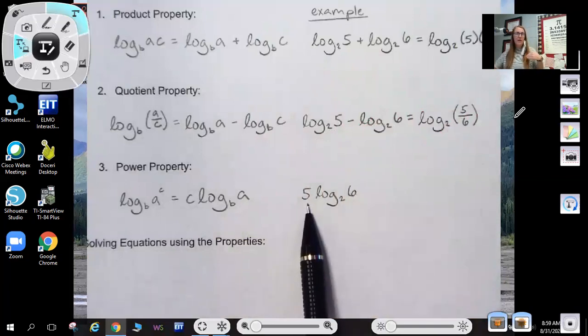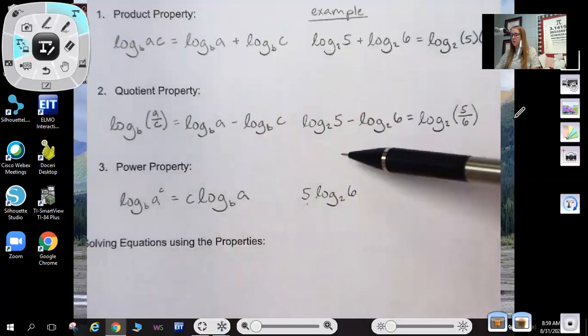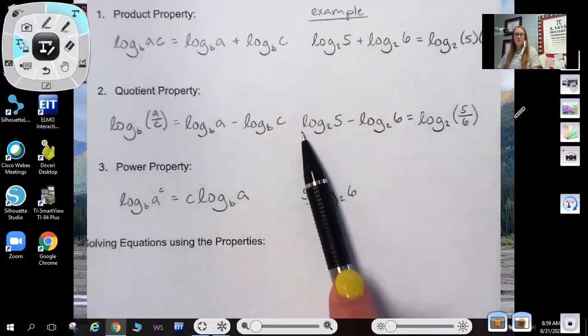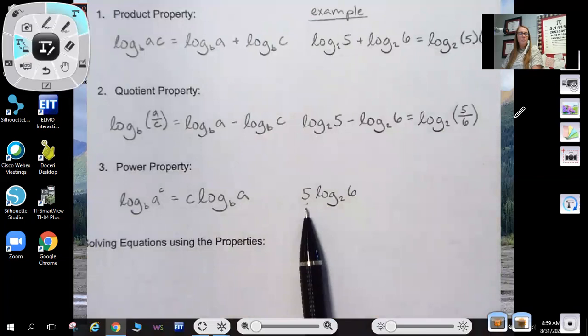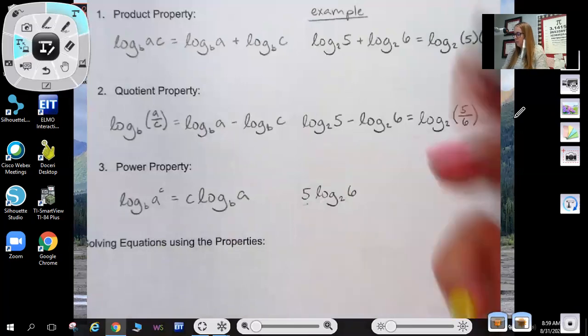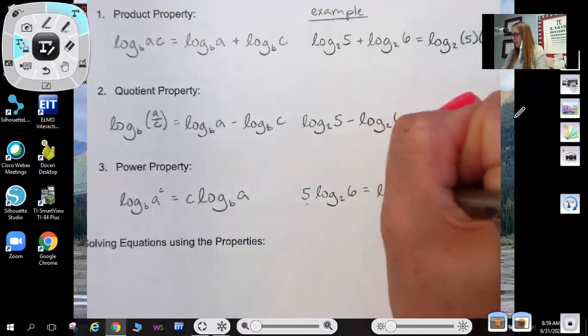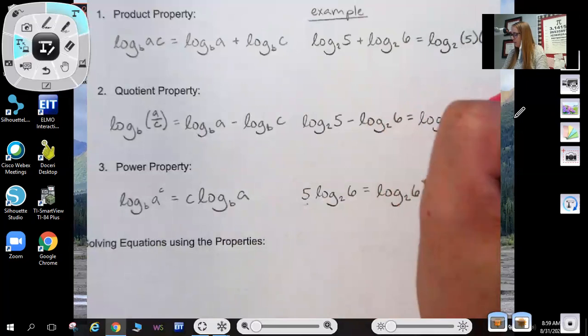On the front page, there were no numbers in front of these logarithms. And looking at the product and quotient properties, there are no numbers in front of these logarithms either. So if we end up having a number in front of a logarithm, we are going to use the power property to get rid of it. The power property says I can write that 5 so that it's an exponent on the 6.